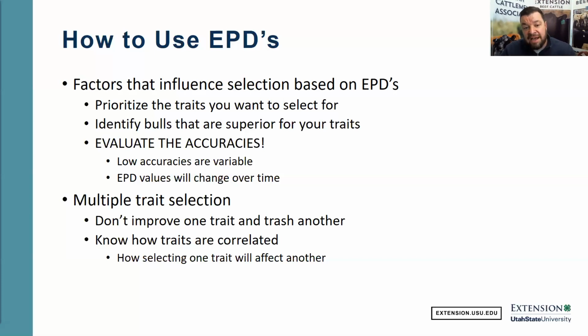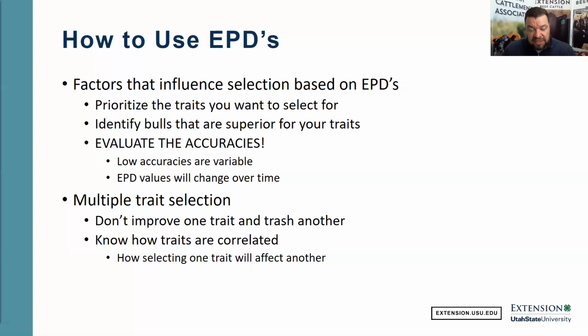If you're using an AI sire, those AI sires' EPDs are going to be the same as the live bulls, but the accuracies associated with them are going to be much, much higher. So if you're using an AI sire, you can look at those EPDs and those accuracies, and you're not going to see as much variability, because typically those AI sires produce a lot of progeny, so their EPDs are much more accurate, and you have a much better idea of what he's going to produce.